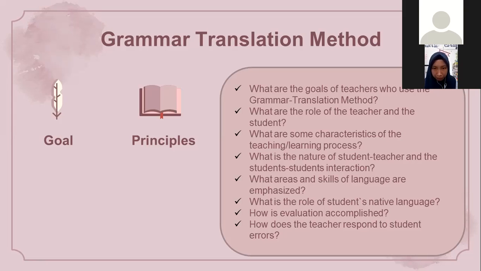And then, the areas and skills of language that are emphasized. Reading skill is the priority in this method because the teacher gives the text, the literature, to the students, and the students have to understand the meaning by translating the text. Vocabulary building is also strongly emphasized in this method.